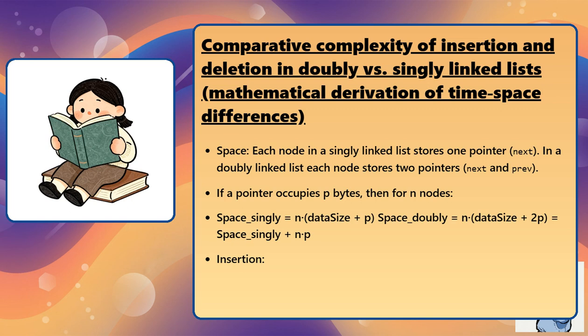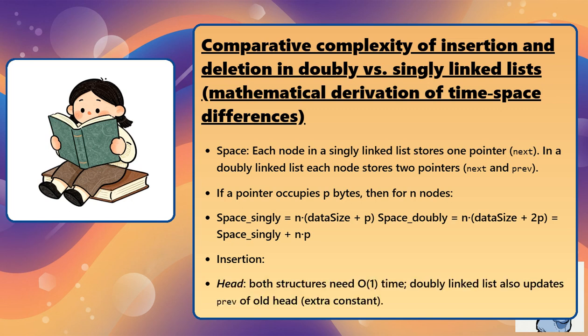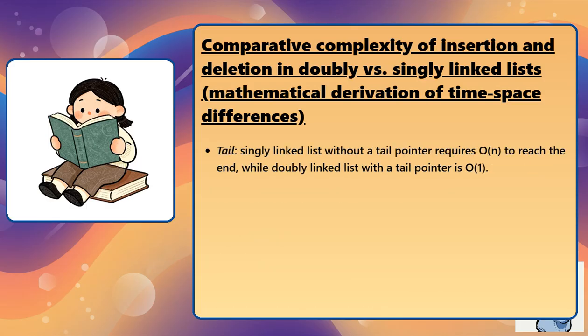Insertion: head: both structures need O(1) time. Doubly linked list also updates previous of old head, which is an extra constant. Tail: singly linked list without a tail pointer requires O(n) to reach the end, while doubly linked list with a tail pointer is O(1).